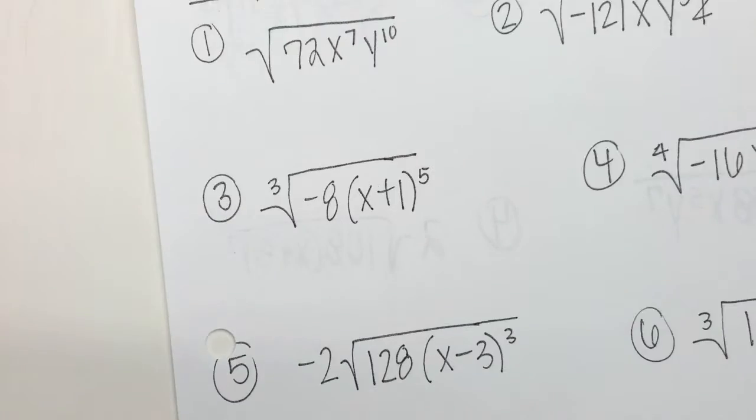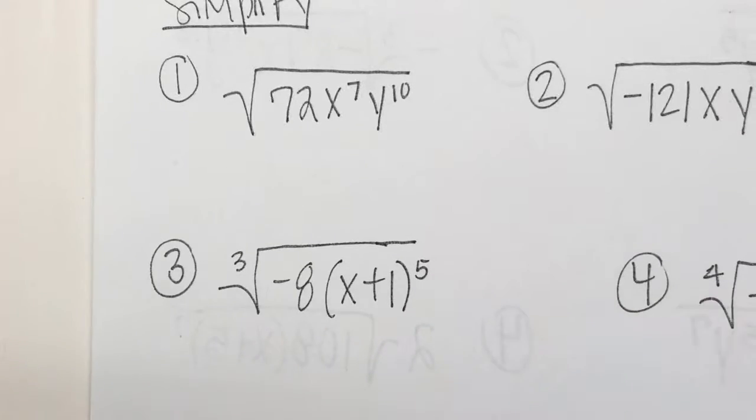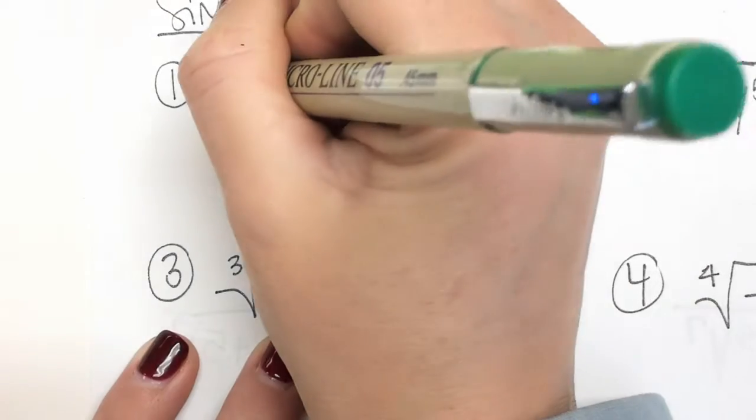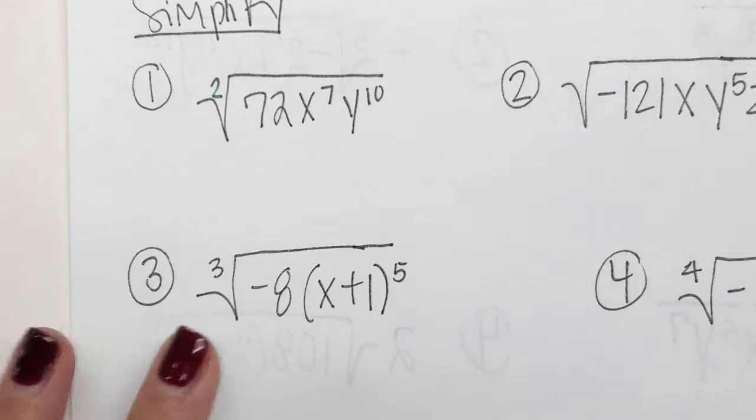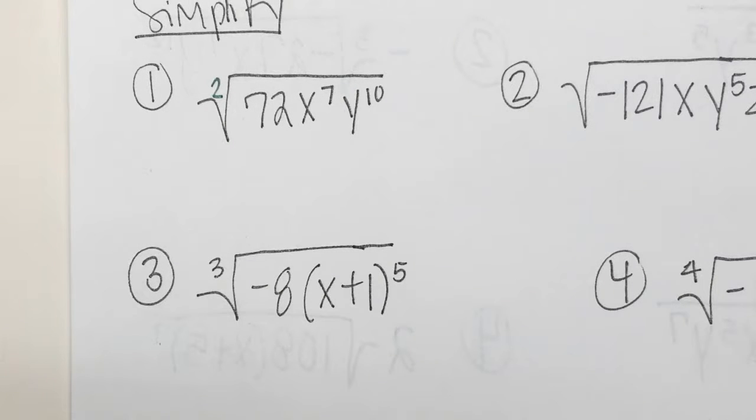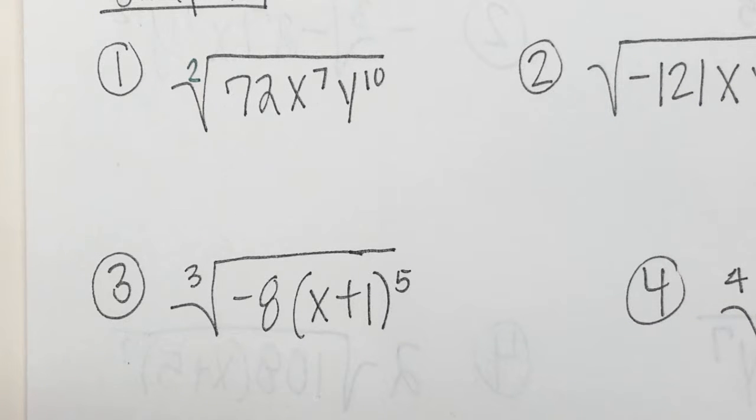Okay. Start with number 1. What is the root? Even though it's not there. 2. Good. And if it helps for you to go ahead and write that there, you can. Is 72 a perfect square?